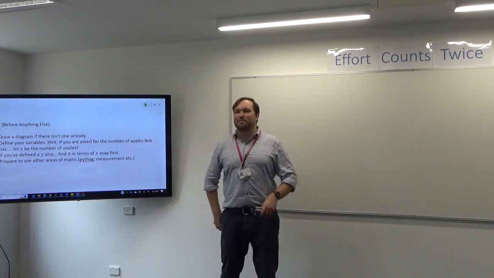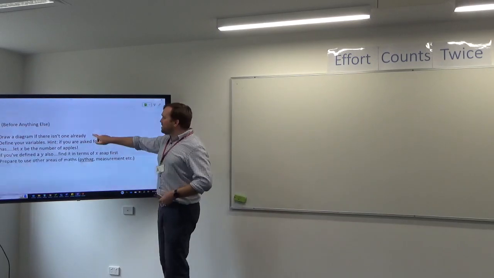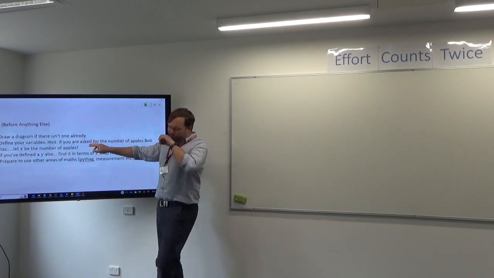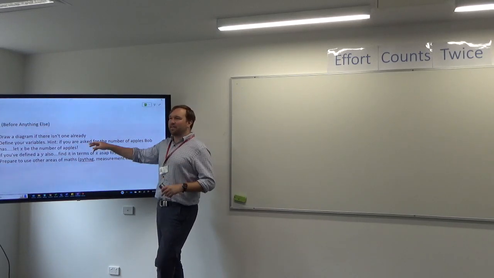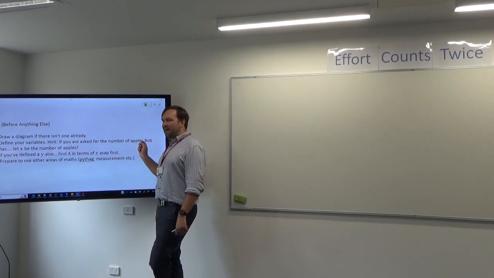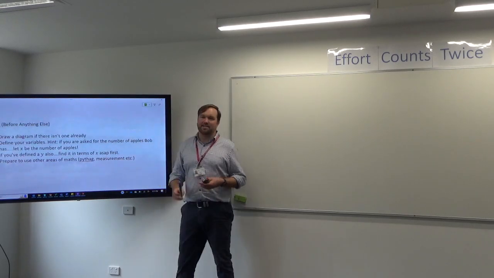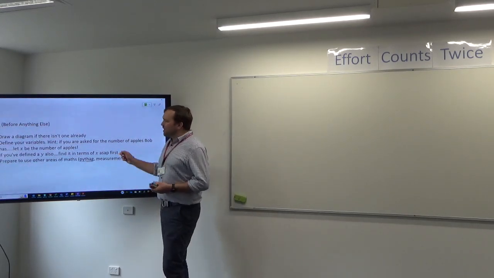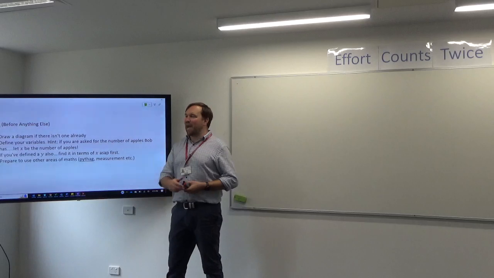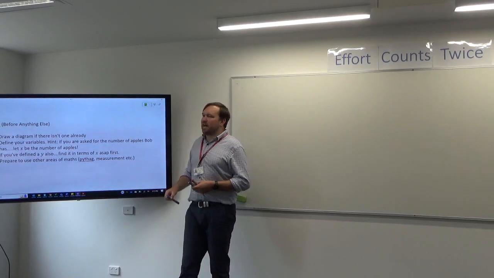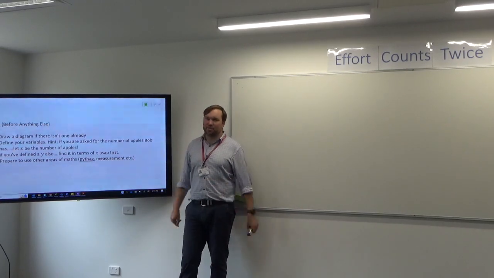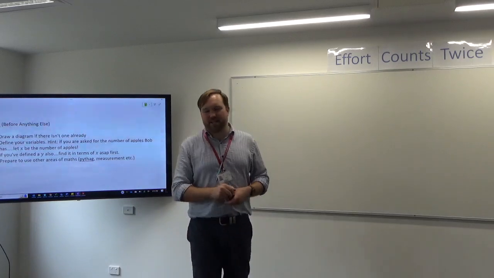So, before anything else when it comes to solving these problems, if there isn't a diagram, draw one. If you need to find your variables, that's your "let x be" sentence. If they've asked you to find something, let x be that something. So if they've asked you how many apples Bob has, let x be the number of apples. If you also define y, then write it in terms of x as soon as you can. Prepare to use other areas of maths. This is where we start pulling in exponents, fractions, Pythag, measurement, etc. We start pulling in lots of different areas of maths to help us solve these.